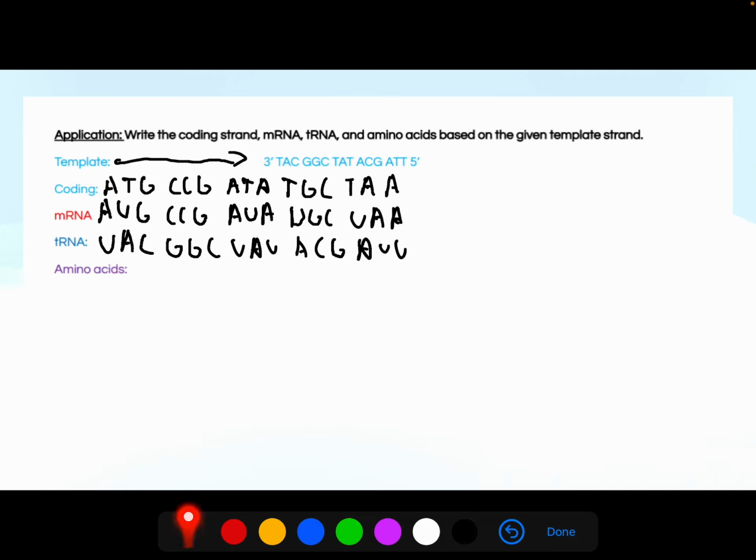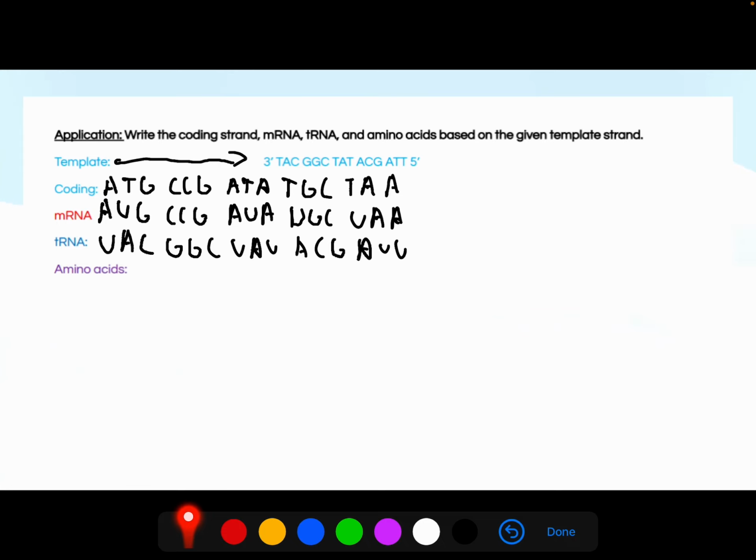Something you will notice is that this UAC, UAC, GGC, GGC, UAU, the tRNA strand is actually the exact same as the template strand, except all the T's are replaced with U's. So in the same way the coding strand goes to the mRNA strand and all T's are replaced with U's, the template strand can go to the tRNA strand and all T's are replaced with U's. This is because of the anti-parallel and complementary nature of DNA.